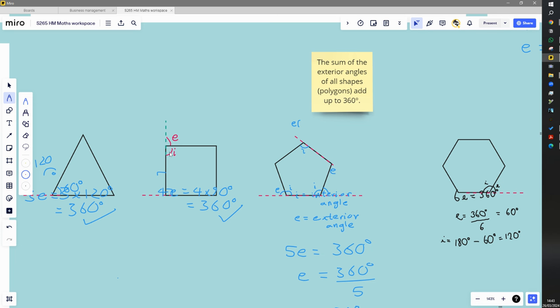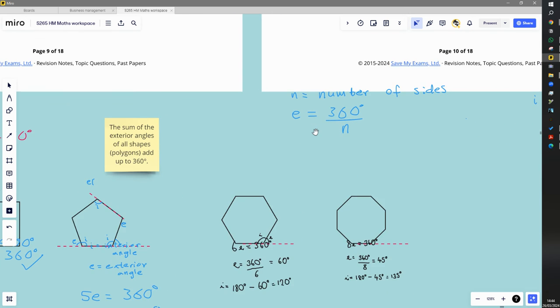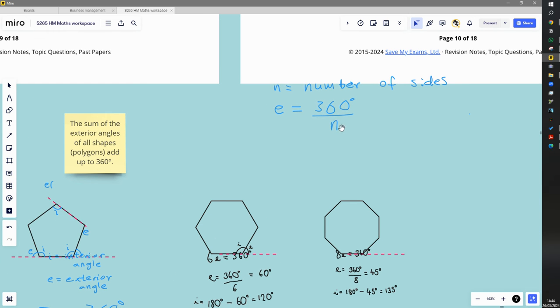Now, the rule is that the sum of the exterior angles of all shapes or polygons add up to 360 degrees. So in other words, if we say that n is the number of sides, then if I multiply n by E, which is the exterior angle, that would give you the sum of the exterior angles. The exterior angle multiplied by how many there are adds up to 360 degrees. So rearranging that, we can see that E is going to be equal to 360 divided by how many sides there are.